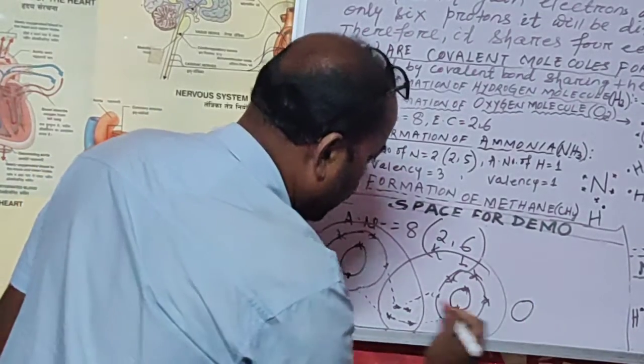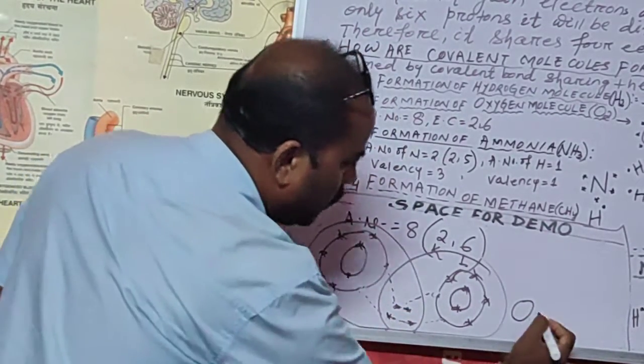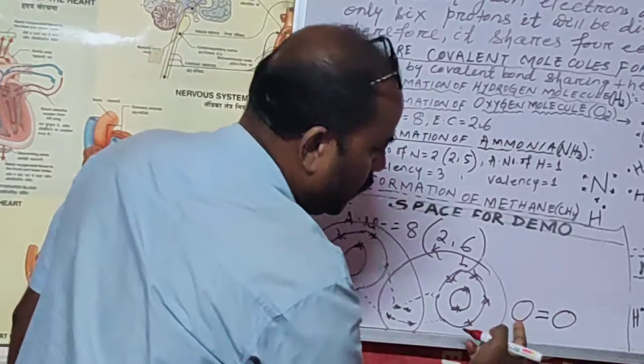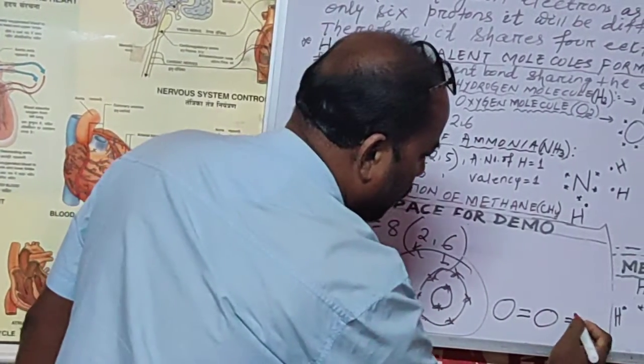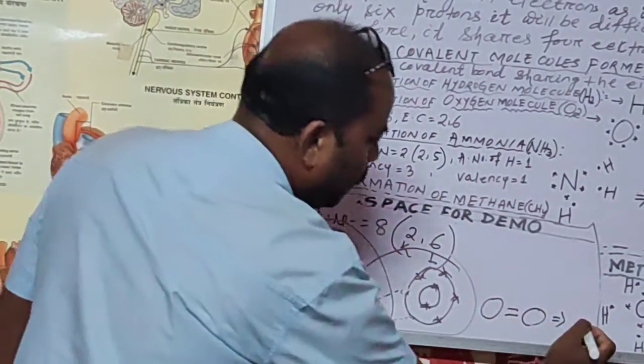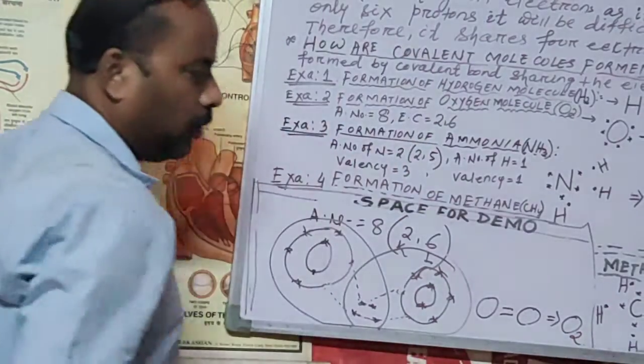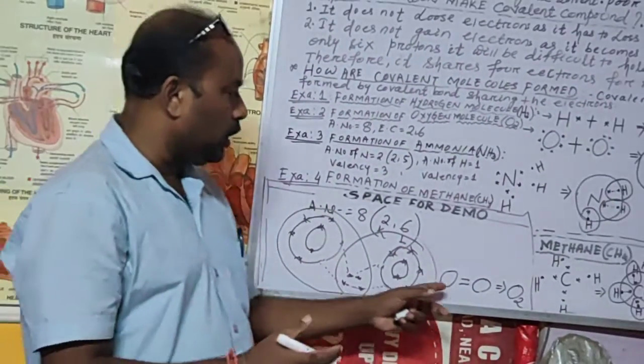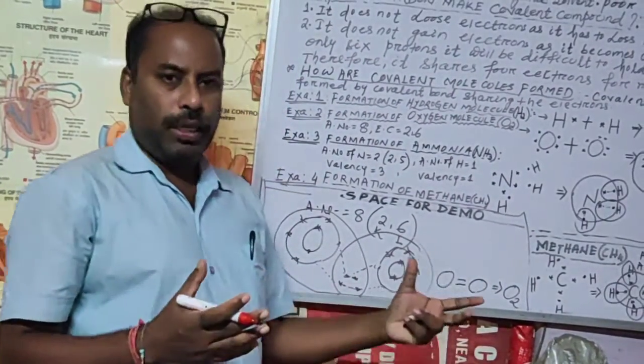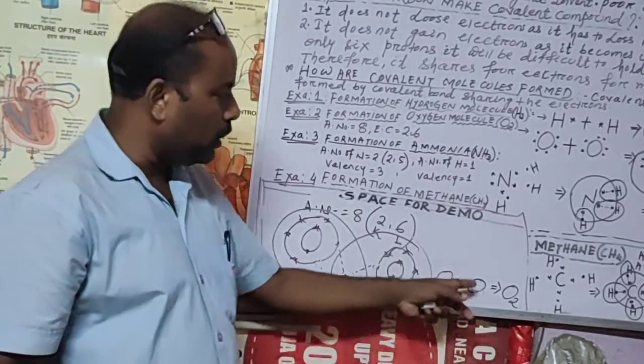So O, and how many bonds are there? 2 bonds. O double bond O. So this is their structure. How many oxygens are there? 2 oxygens, so an O2 molecule will be formed. In this way, oxygen makes the oxygen molecule. That is a covalent bond, but it is a double bond.